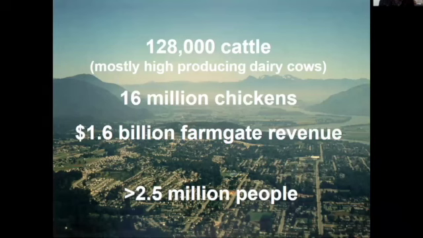This is a pictorial view, and it also demonstrates a little bit what's going on in this region. So we have something like 128,000 head of cattle, and they're mostly high-producing dairy cows. And we have something in the neighborhood of 16 million chickens at any one time. And this contributes towards, with the horticultural production, $1.6 billion a year in farm gate revenue. And there's no place else in Canada that can produce this much farm gate revenue on just basically 55 to 65,000 hectares of agricultural land. And added to this, of course, is 2.5 million people that live in the area.